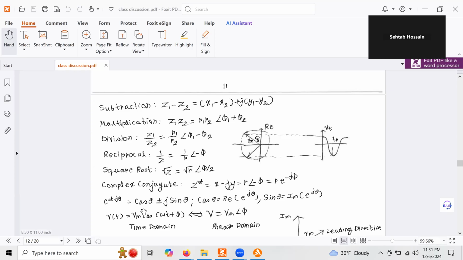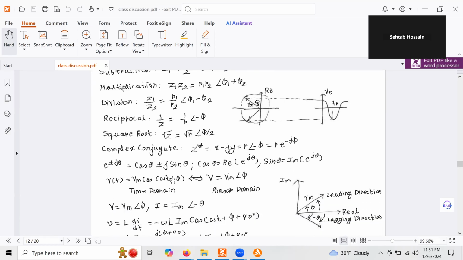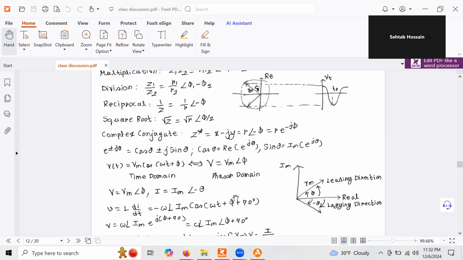And these are the Euler identities we already know. The cos theta part is the real part of e to the j theta, and the sin theta part is the imaginary part of e to the j theta. So this is our time domain representation of the signal, and this is the phasor domain representation of the signal. Okay.